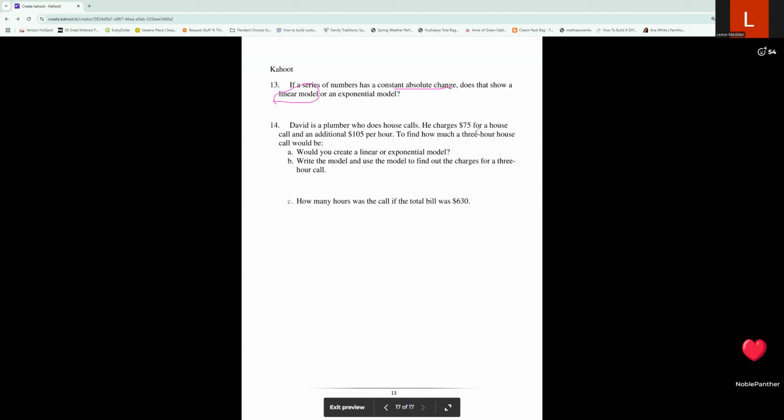To find out how much he charges for a 3-hour house call would be, okay, so this is a fixed, you show up, he charges $75, and then it's a fixed rate per hour. This is your M. This is not exponential, this is linear. No matter what, every hour he stays is an additional $105. That rate does not change. It's an absolute change. Okay. It's a set dollar amount.